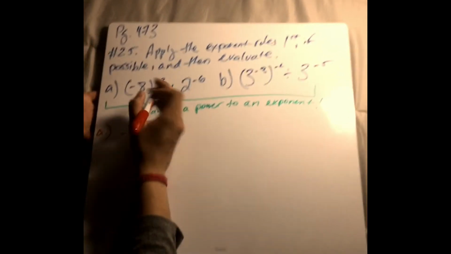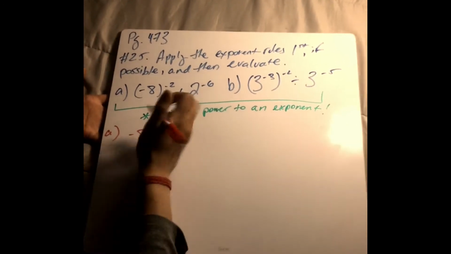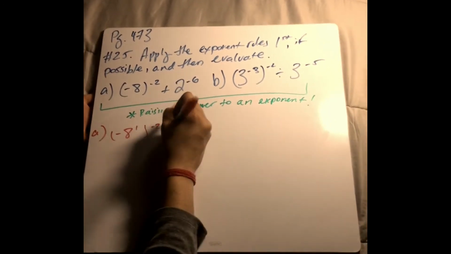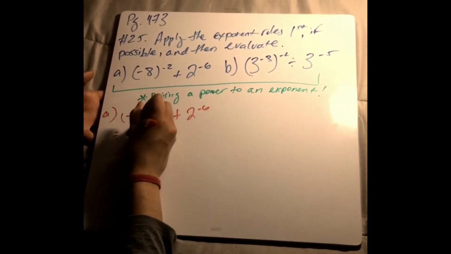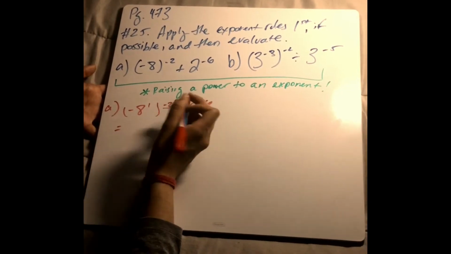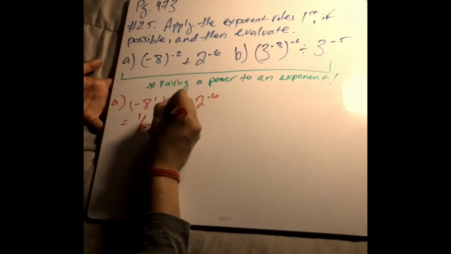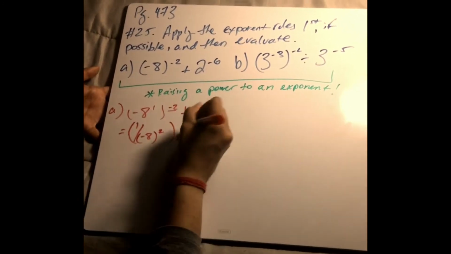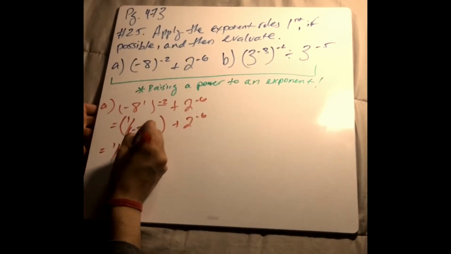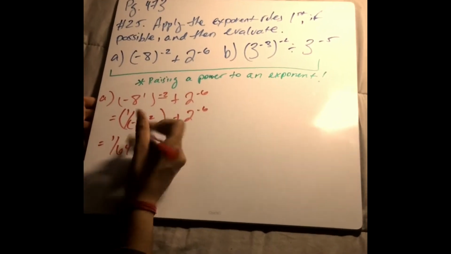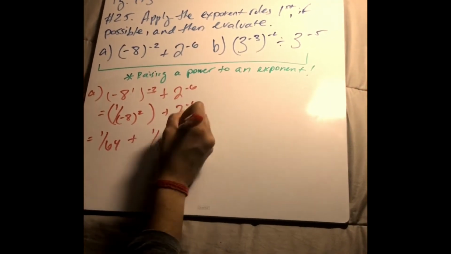So negative 8 to the power of negative 2 is the same thing as 1 over negative 8 to the power of 2, plus 2 to the power of negative 6. We flip the term because it's a negative exponent. This is the same thing as 1 over 64, because negative 8 times negative 8 is 64, plus we're going to have 1 over 2 to the power of 6.